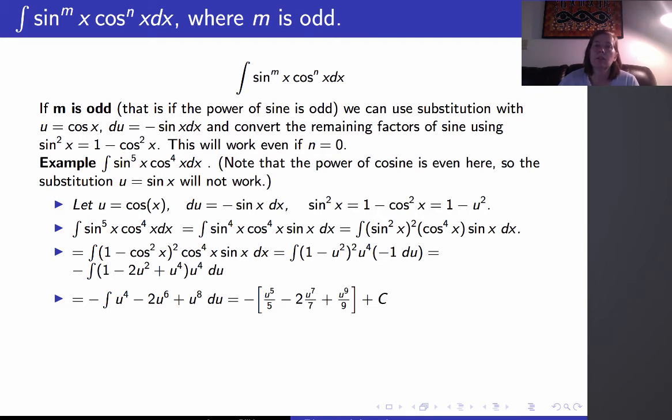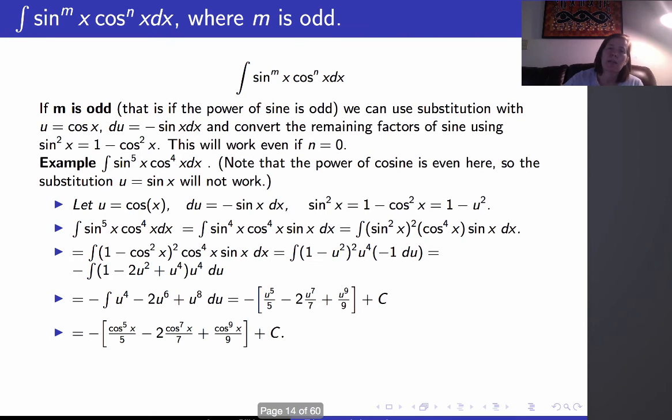And we can integrate that using the power rule. It's minus u to the 5 over 5 minus 2 times u to the 7 over 7 plus u to the 9 over 9 plus c. And the last step is to replace the u by cosine of x, and we get our answer in terms of a linear sum of powers of cosine of x.